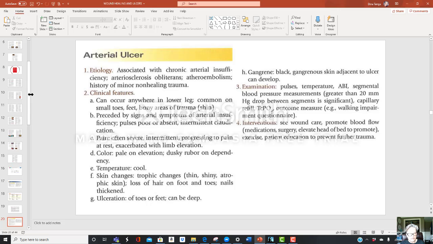Ulceration of the toes or feet and can be deep. Gangrene, black. Gangrenous skin adjacent to ulcer can develop.